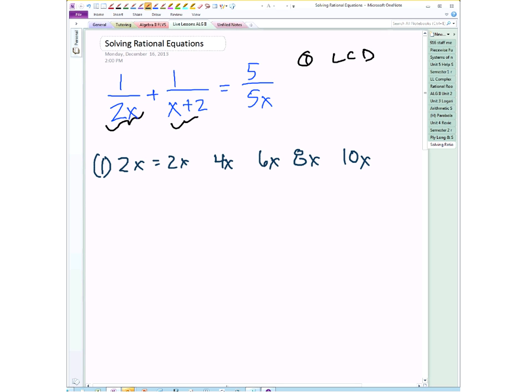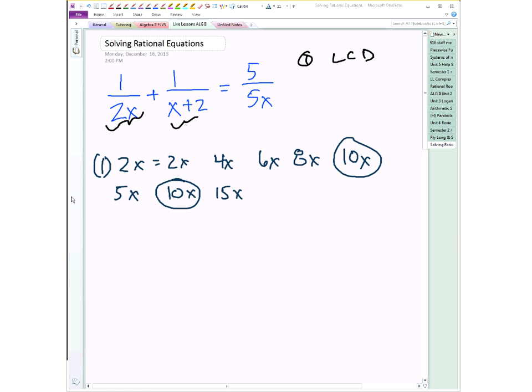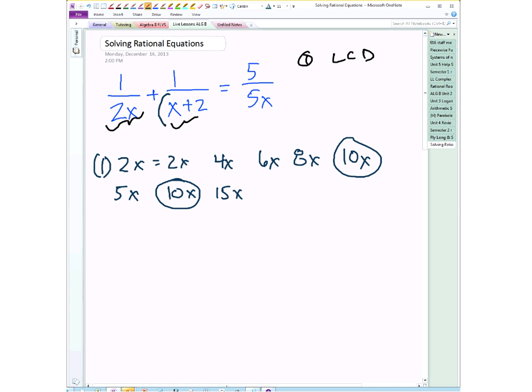Like I said, if it helps you to write out the multiples, that's not a problem. Multiples of 5x: well, 5x, 10x, 15x. I already see the 10x in common here. I know 10x is going to be part of my common denominator. Now, what we have to worry about is this. I don't know who came up with this question, but I'm going to have to talk with them, trying to come up with these real hard math questions.